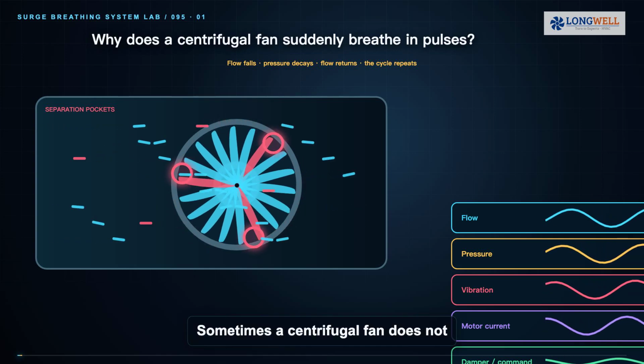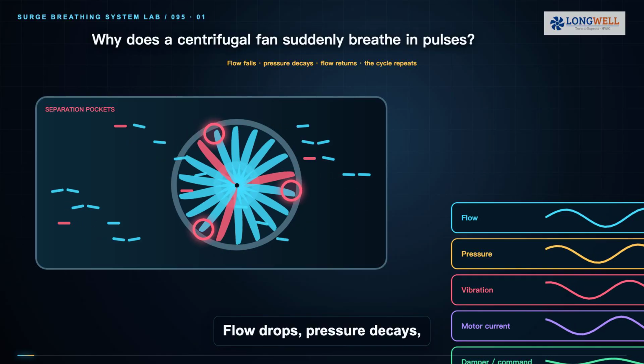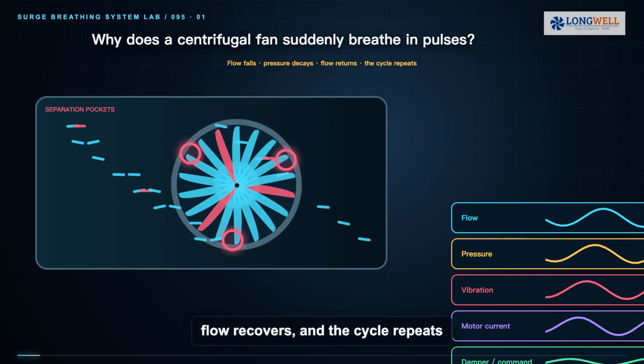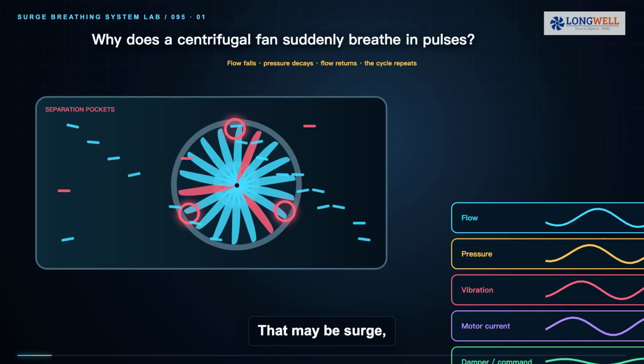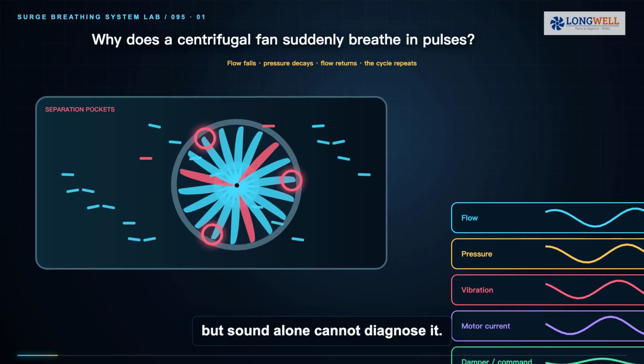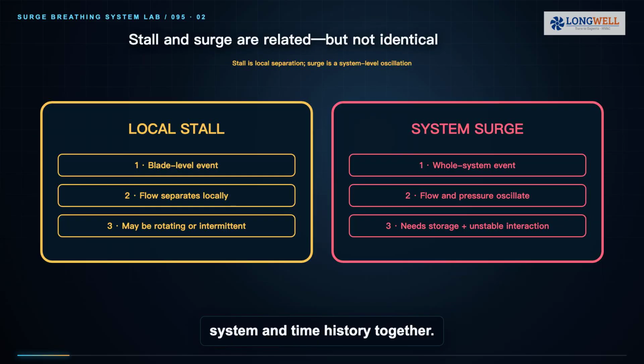Sometimes a centrifugal fan does not deliver steady air. Flow drops, pressure decays, flow recovers, and the cycle repeats with a whoosh or vibration. That may be surge, but sound alone cannot diagnose it. We need the fan, system, and time history together.